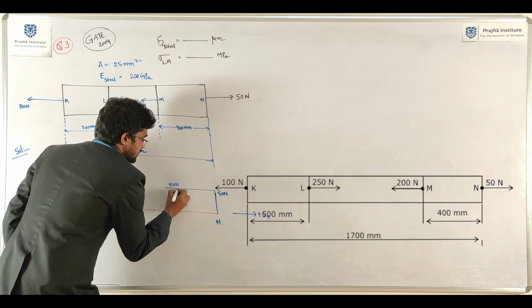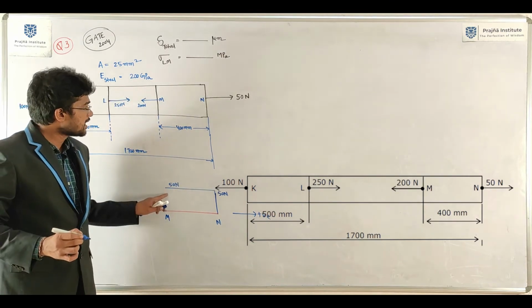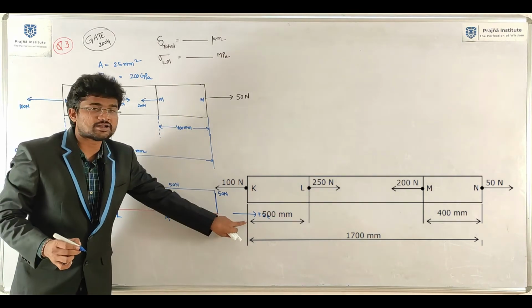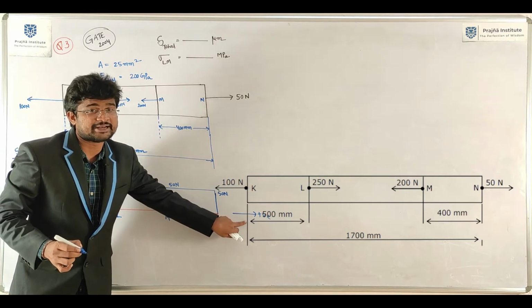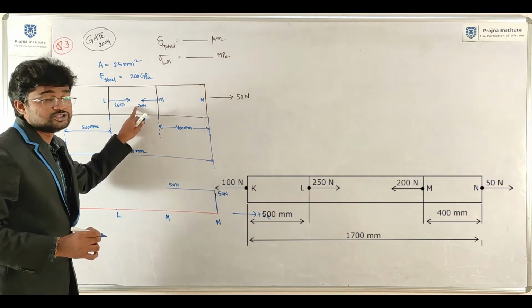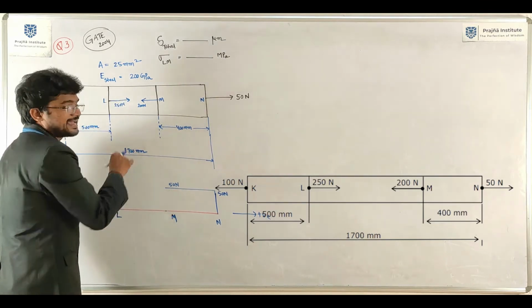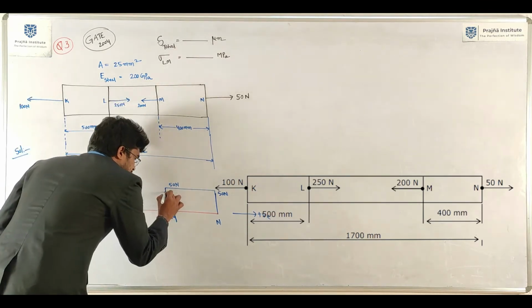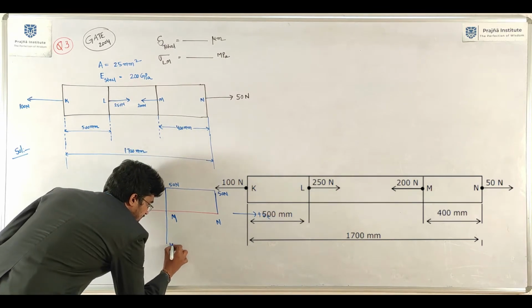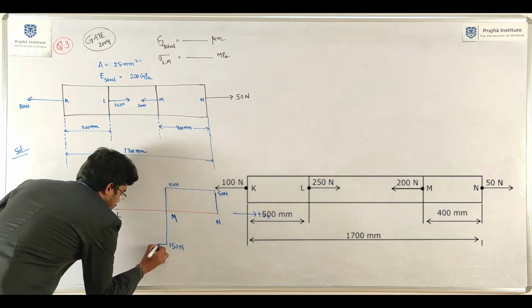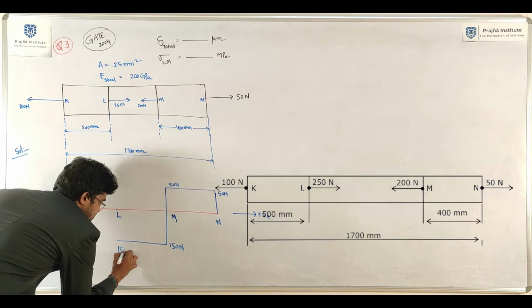It is 50 Newton. Now I am here, I have seen the load, both are acting in opposite direction, means negative. Negative means subtract 200 Newton from 50. You will get 50 minus 200, which means minus 150. So here you will get 150 Newton. Don't lift your pen until the next load comes.